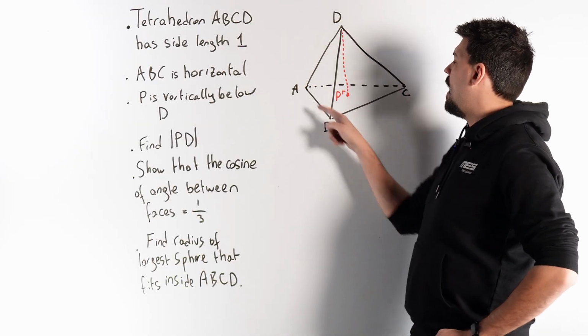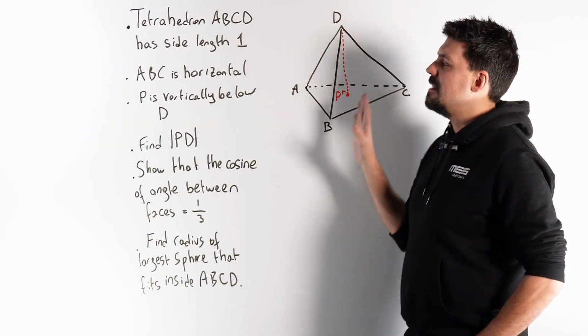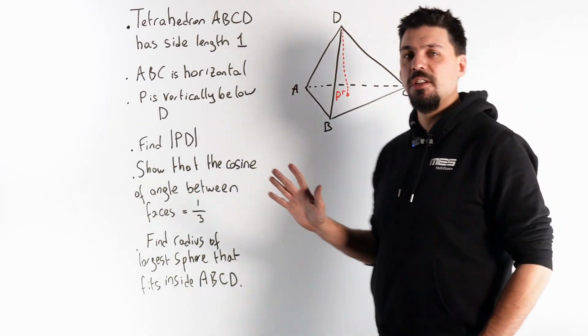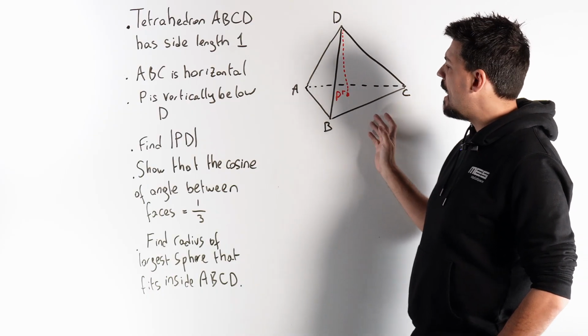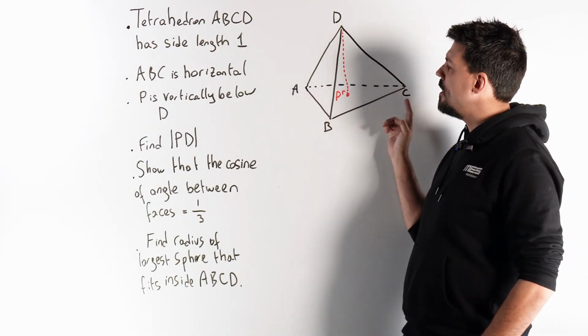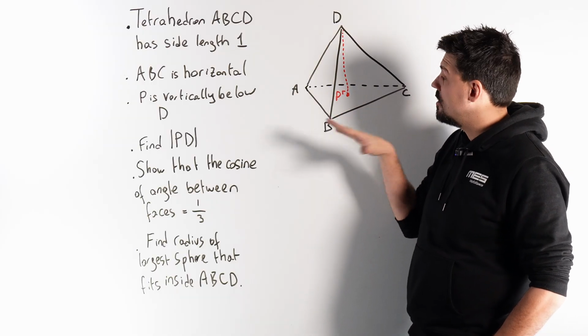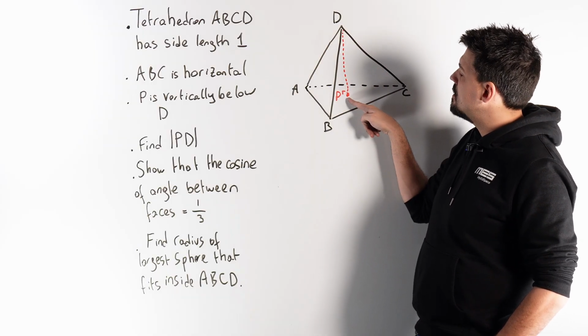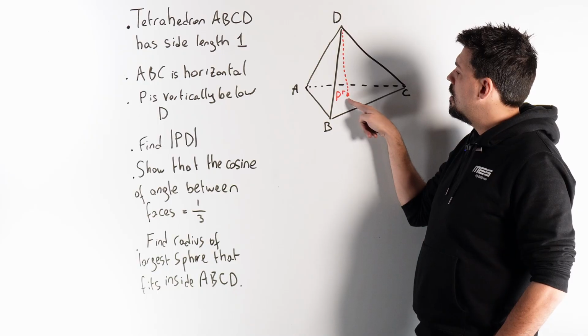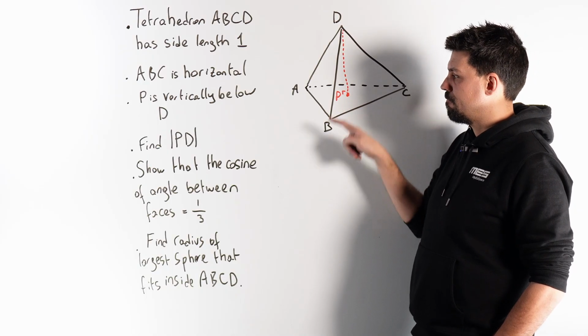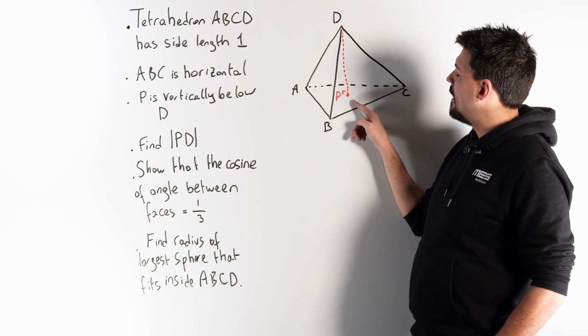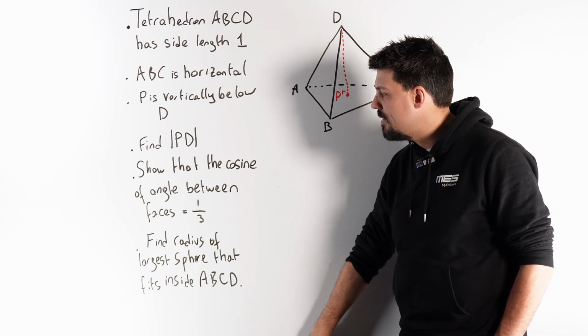We have a tetrahedron ABCD, slightly deformed. I've done my best sketch here. Now the side length is 1 for each side. ABCD is flat, all right, fine. We're just going to set it that way. And P is the point that is vertically below D. First job is to find the length of P to D. So let's just start with that.